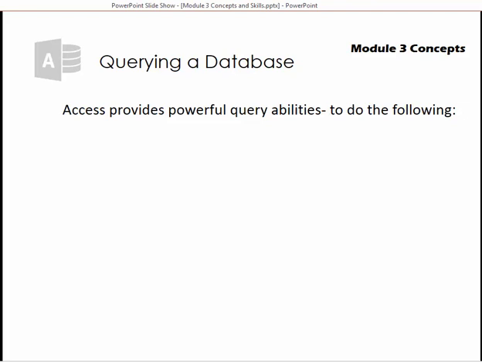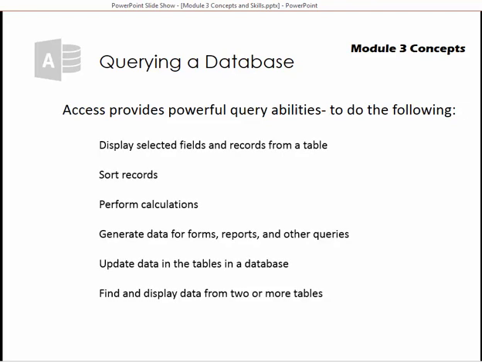Access provides some pretty powerful abilities that allow us to, of course, display selected fields and records from a table, allow us to sort data in different ways, perform calculations within queries, generate data within the queries for forms, reports, and other queries. Queries can also be used to update data in the tables the queries are based on. Now, there are some exceptions to this, though. If a query uses more than 4 tables, oftentimes the query data cannot be updated. The same is true if it's a totals query.